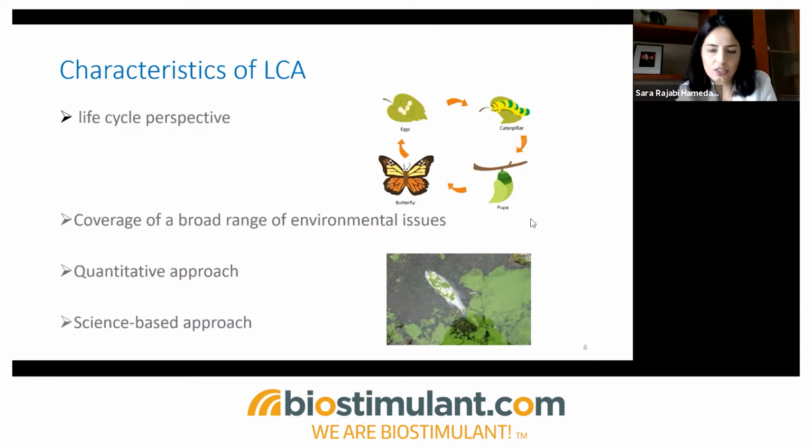The other characteristic is that life cycle covers a broad range of environmental issues, typically around 15 issues. The core reason for considering multiple environmental issues is to avoid burden shifting. Burden shifting happens if efforts for lowering one type of environmental impact unintentionally increase other types of environmental impacts.